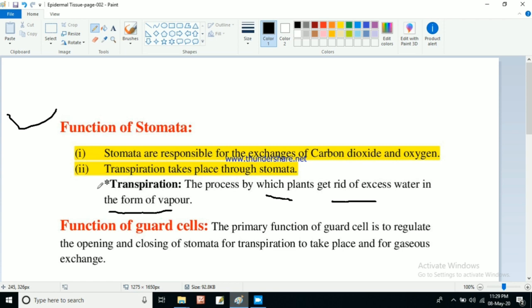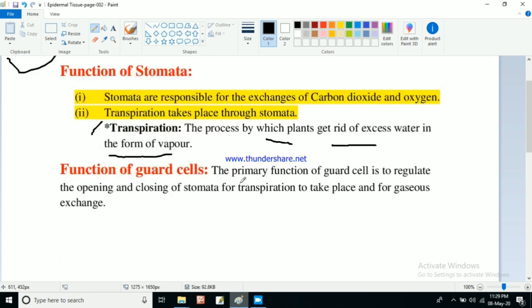And which process is used? That process is known as transpiration. Using this transpiration process, plants get rid of or lose excess water in the form of vapor. So then, what is the function of guard cell? Why are these guard cells present around the stomata? There is some function of these guard cells, that's why they are present.